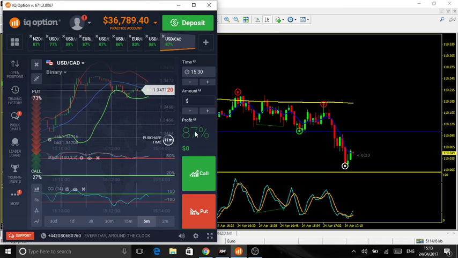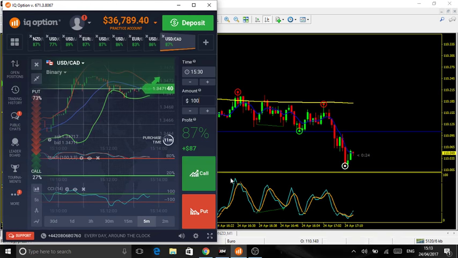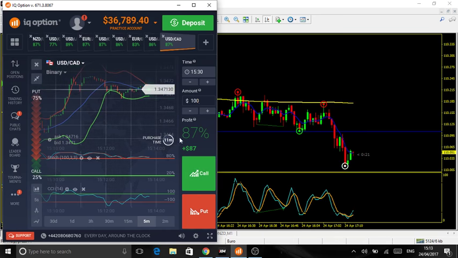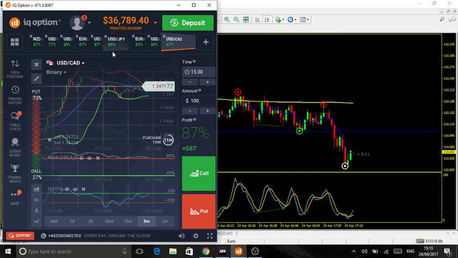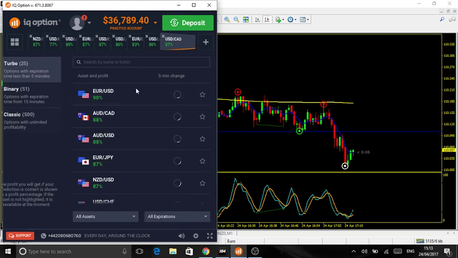Here is the option here. For example, if I was to put a $100 trade, and if I get a setup for a call and I win it, or a put and I win it, I would get an 87% payout, which is really good. So I would get an $87 profit and my $100 that I invested back as well.